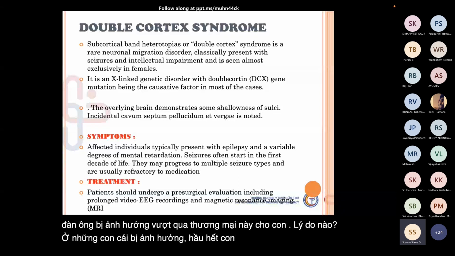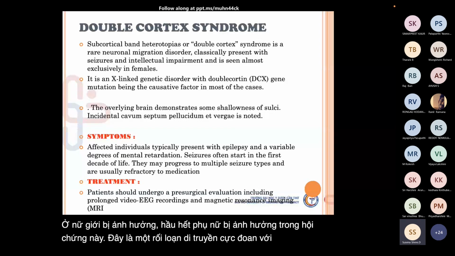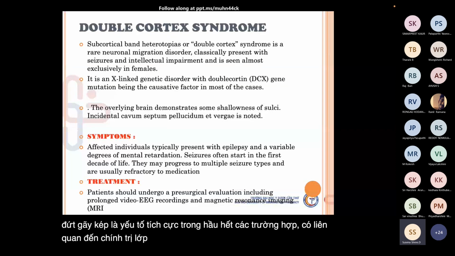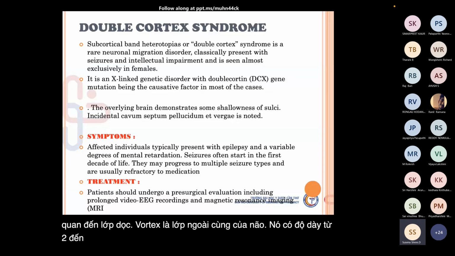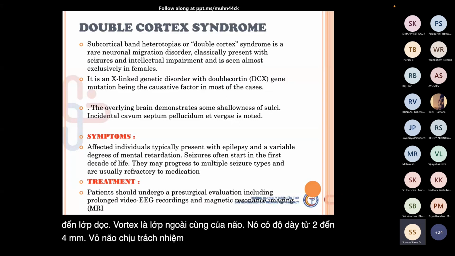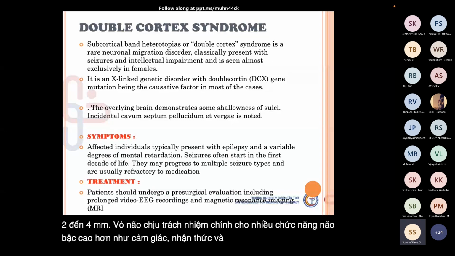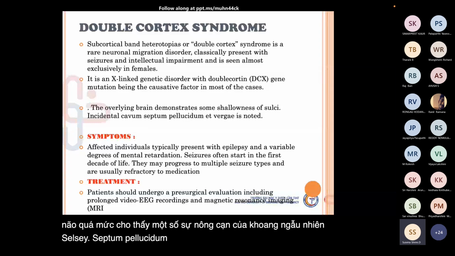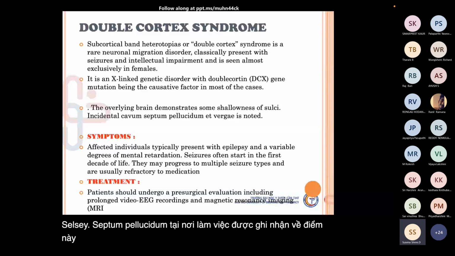It is an X-linked genetic disorder with double cortin DCX gene mutation being the causative factor in most cases, which is related to the cortical layer. Cortex is the outermost layer of the brain, 2 to 4 millimeters thick. The cerebral cortex is mainly responsible for many higher-order brain functions such as sensation, perception, and voluntary actions. The overlying brain demonstrates some shallowness of sulci. Incidental cavum septum pellucidum is noted. About this point, we will learn in the next slide.